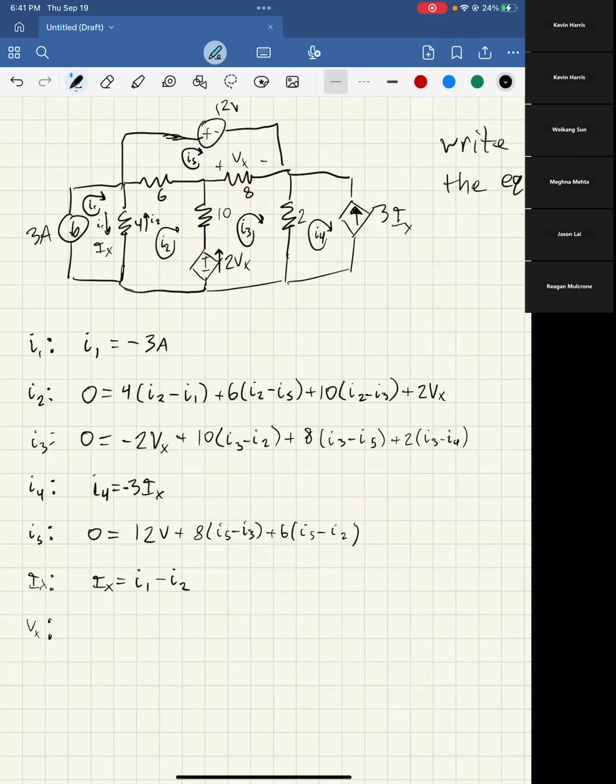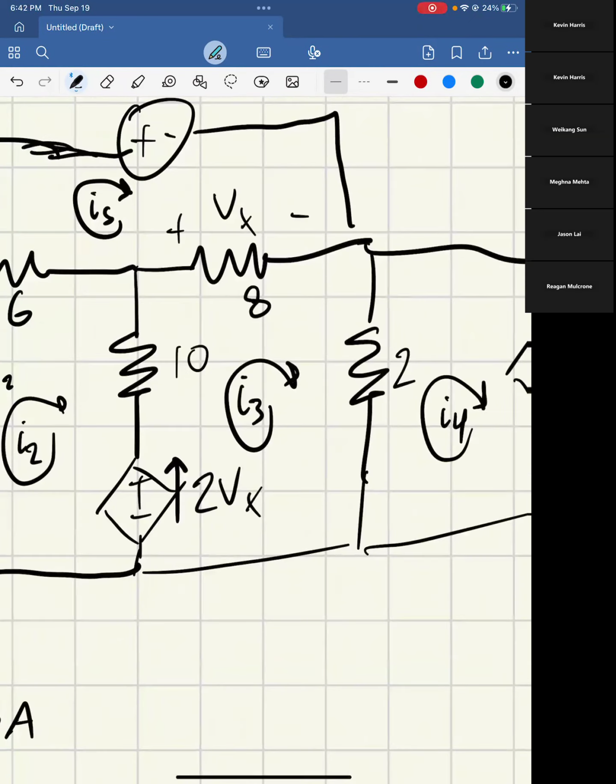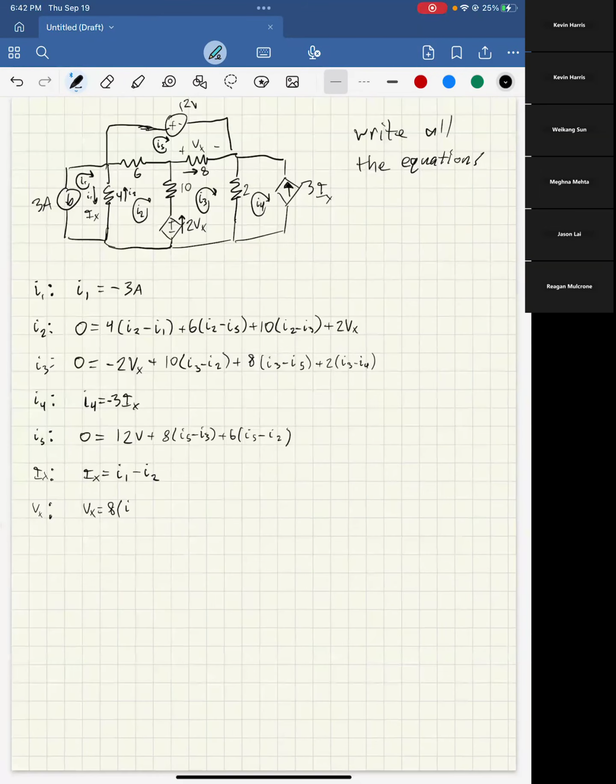And then the Vx is going to be 8, your 8 ohms, times, since we've defined it with positive on the left and negative on the right, that means that the current going to the right is positive, and the current going to the right is I3. So that's going to be I3 minus I5. And that's going to be all your equations for this question.